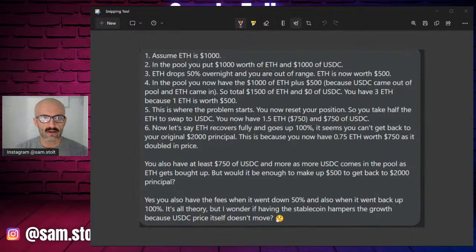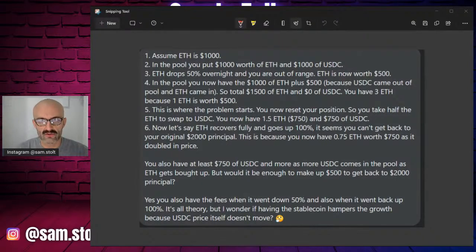So first, he says, assume the ETH is $1,000. In the pool, you put $1,000 worth of ETH and $1,000 worth of USDC. Cool. ETH drops by 50% overnight, he says, and you are out of range. So he's talking about V3 here. On V3, if you're not sure what out of range means, you should click on the channel and check out one of my other videos on this topic.